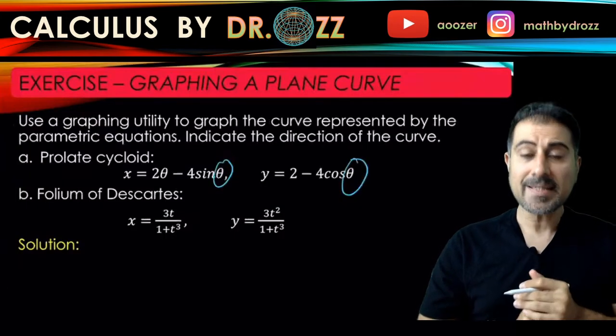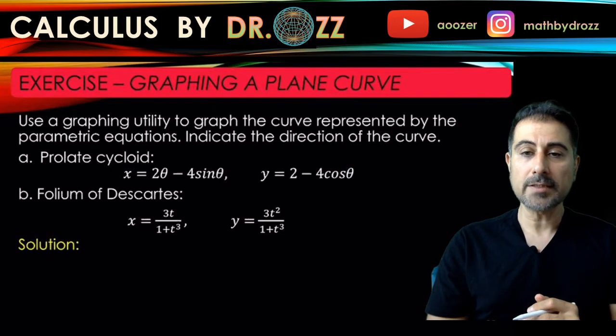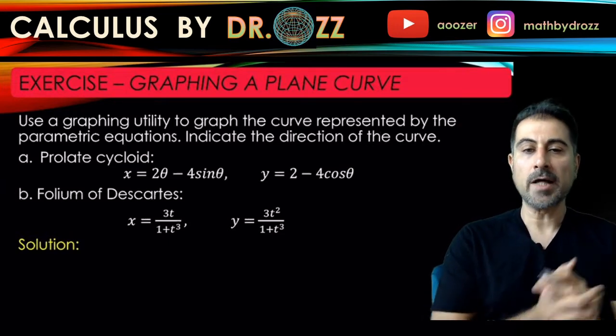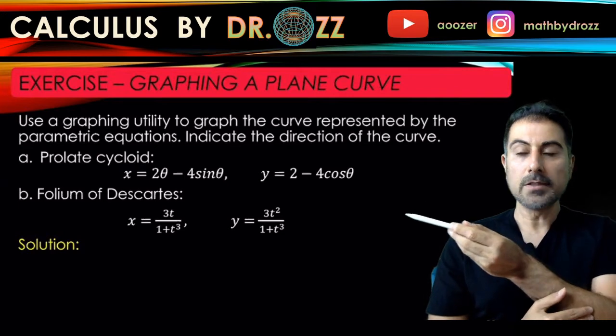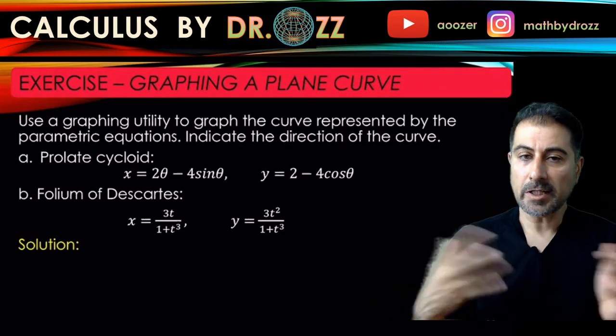And how about the second one? Because we're done with graphing with the Prolate Cycloid. So we have the Folium of Descartes, okay? So it's x equals 3t divided by 1 plus t cubed, and y equals 3t squared divided by 1 plus t cubed, okay? So we don't have any cosine or sine.